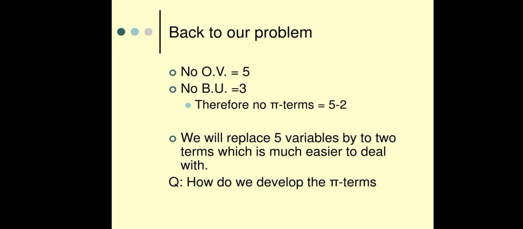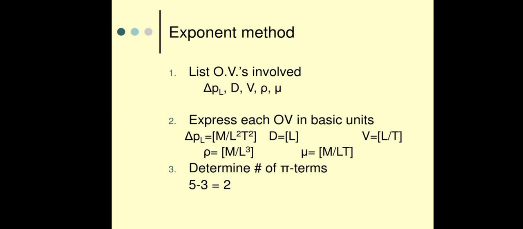Back to our problem. The number of original variables is 5 and the number of basic units is 3. Therefore, the number of pi terms is 5 minus 3. We will replace 5 variables by 2 terms, which is much easier to deal with. How do we develop the pi terms? We can see in the next paragraph.